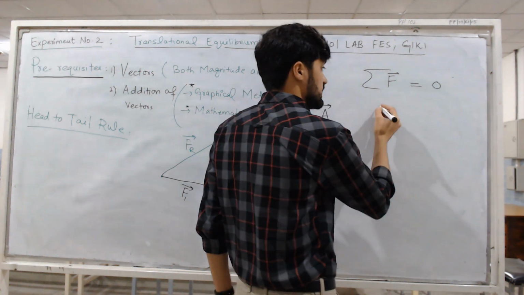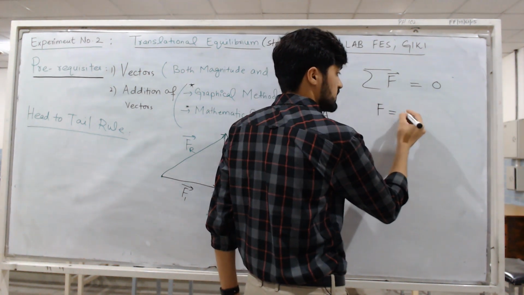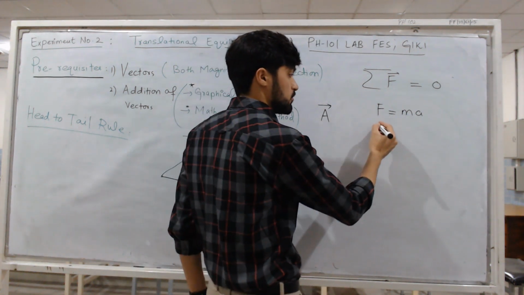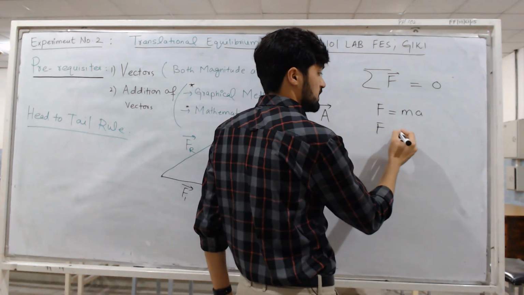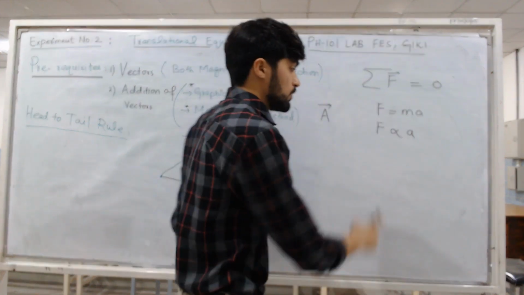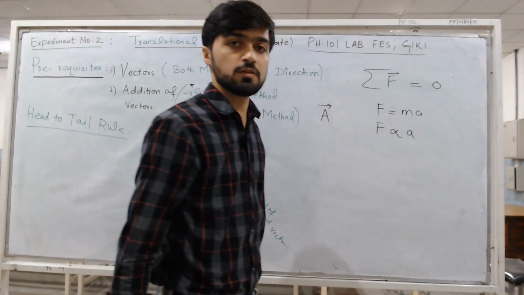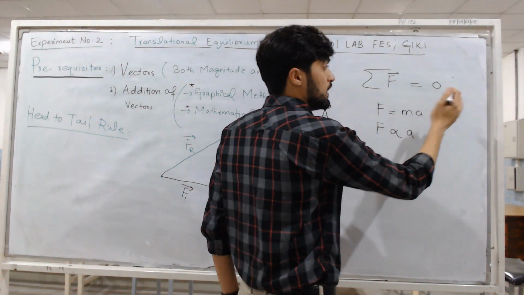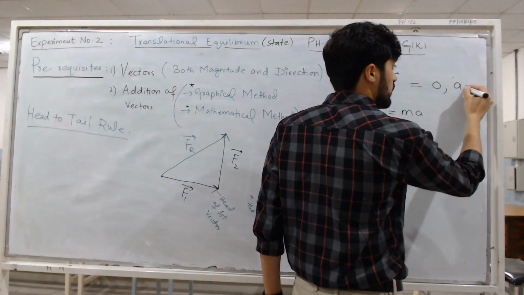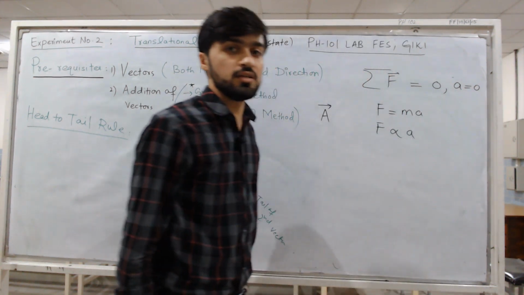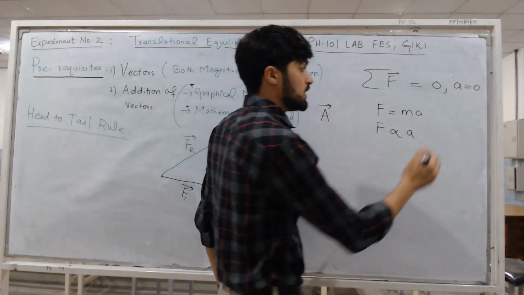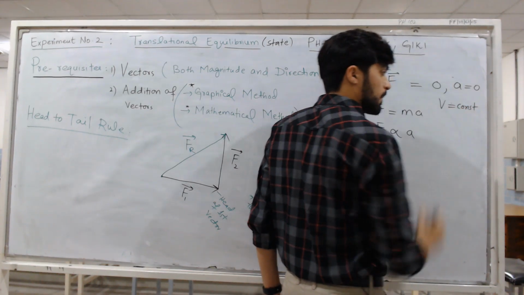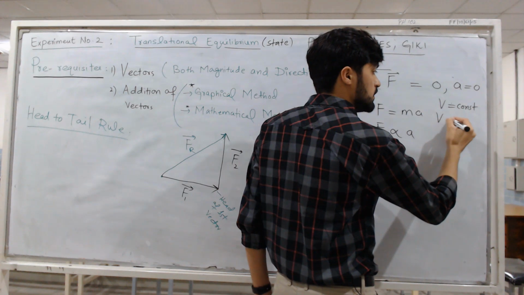If the force is 0, from Newton's second law we know that F is equal to mass into acceleration. So if mass is constant, F is directly proportional to acceleration. So if force is 0, then the acceleration must be equal to 0. So the net sum of all the forces acting on a body is equal to 0. It means that the acceleration of the body is equal to 0. And acceleration is 0 in two cases. Either the velocity of the body is constant, or the velocity is equal to 0.